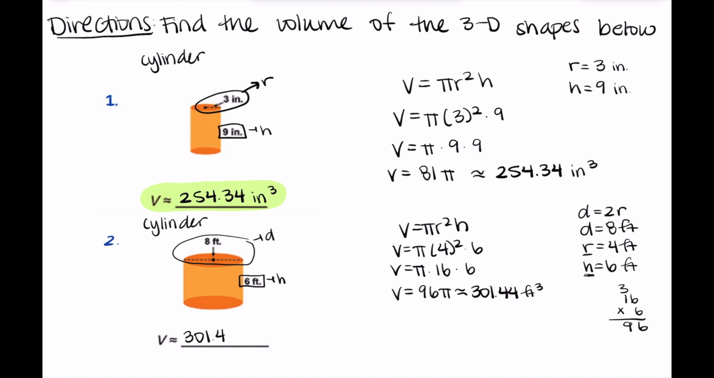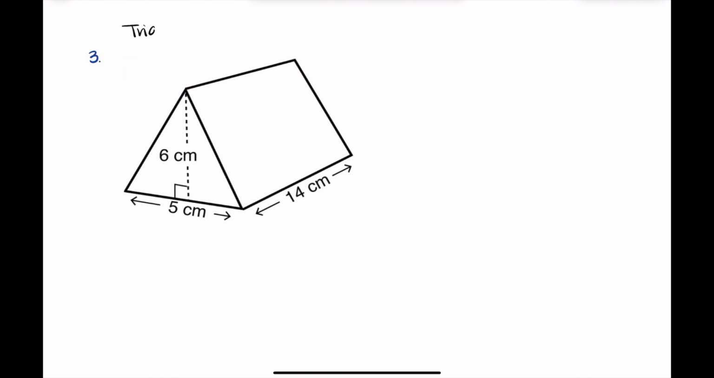So the volume of this cylinder is 301.44 feet cubed. So now that we've done 2 examples with cylinders, let's move into our third example for today. For our third example, as you guys can see, this is a triangular prism.